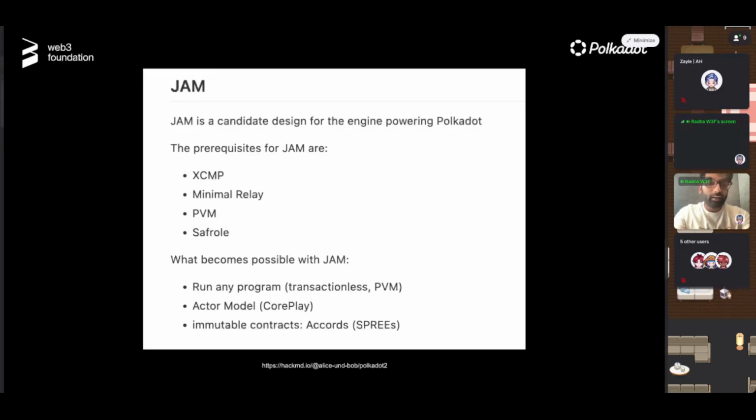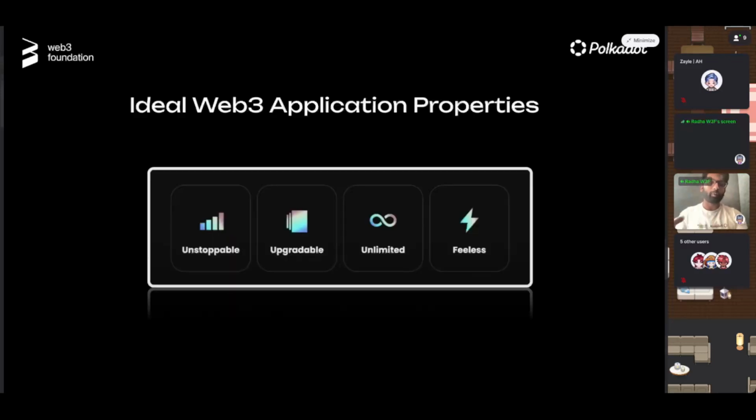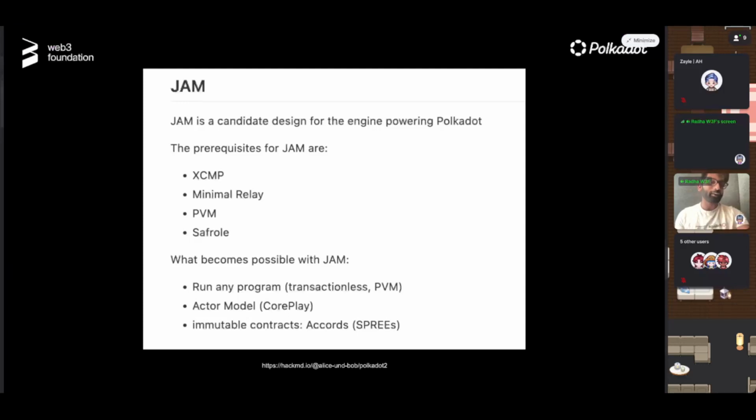And as we are speaking, Gavin Wood is giving a talk at Token 2049. It's happening in Dubai. He's unveiling the architecture of JAM Chain, which tries to get all of these properties onto a blockchain. So if possible, try to watch that video once it's published.